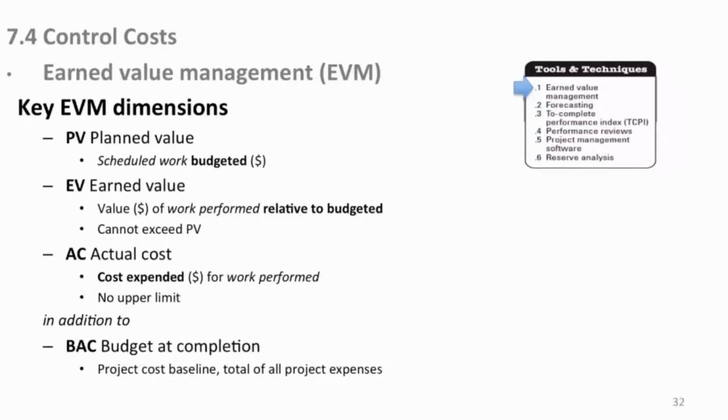So you have these key dimensions. Let's go over those once more. And there's something new here too. We've seen BAC before, and we'll get to that in a second and review it. But your key dimensions are your planned value. That's the scheduled work. The value of the scheduled and budgeted work is your planned value. Earned value is the dollar amount of the work you have expended to date relative to the budgeted work.